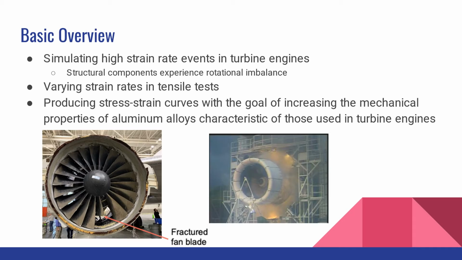A basic overview of our project: we are simulating high strain rate events in turbine engines. These events cause the structural components to experience a rotational imbalance, creating a very large force and hence the high strain rate. We are varying strain rates in tensile tests from very low to very high, and we are producing stress strain curves with the goal of increasing the mechanical properties of aluminum alloys characteristic of those used in turbine engines.